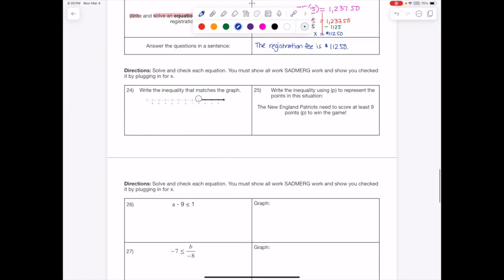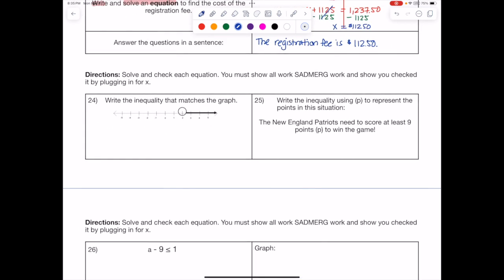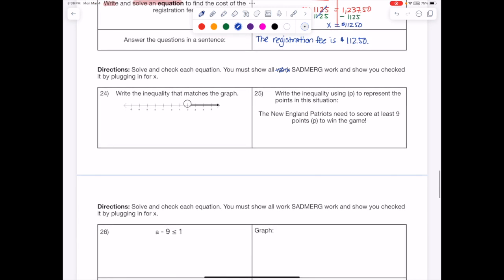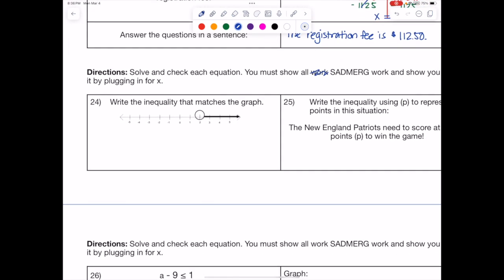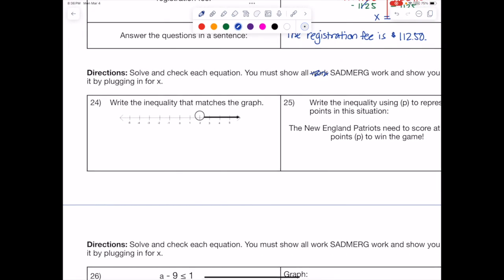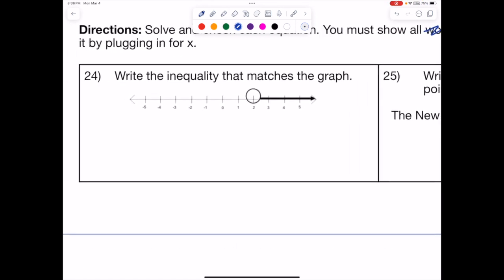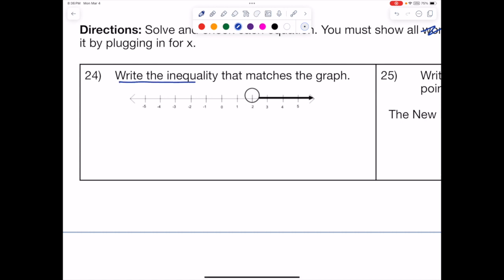All right, on to inequality work. You must show all SADMERG work and show that you checked it by plugging in for X where necessary. So let's see how it goes here. Write the inequality that matches the graph. I'm probably going to change those directions, so when you look at your actual practice test, you'll see something a little different. Number 24, just write the inequality that matches.